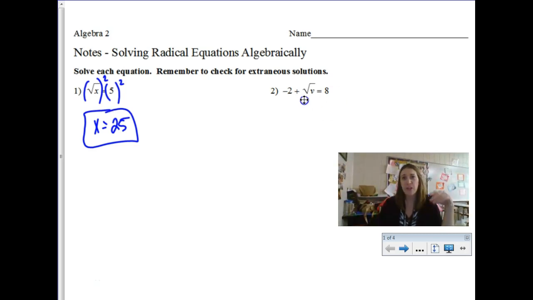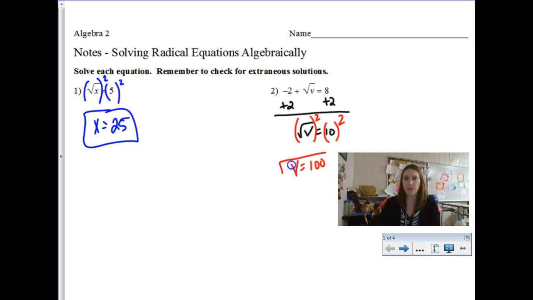This next question, I don't want to square anything until I get the radical isolated, so I would start by adding the 2 to the other side of the equation. And then we have the square root of v equals 10, and now we're going to go ahead and raise both sides to the second power. Square and square root cancel each other out, and you get v equals 100. Again, very easy to plug this in and make sure it works.